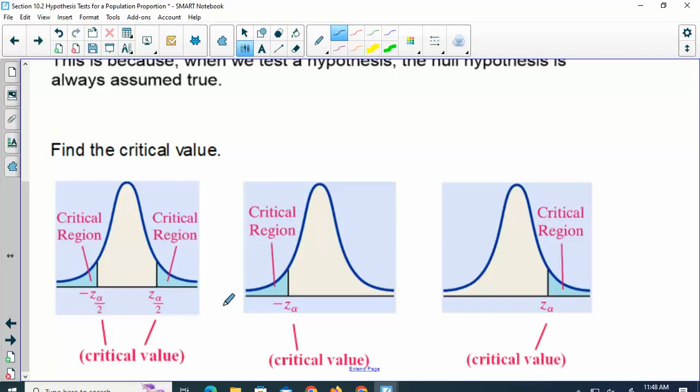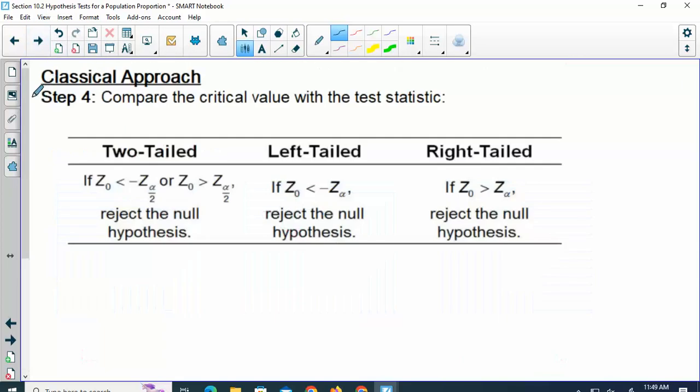And that's why I kind of dislike the classical approach, because you have to think a lot more about what's acceptable and what's not. And then if you're in that shaded region, what would you do? If you're in the shaded region, you would reject your null hypothesis. If you're not, then you fail to reject. So that's all that says.